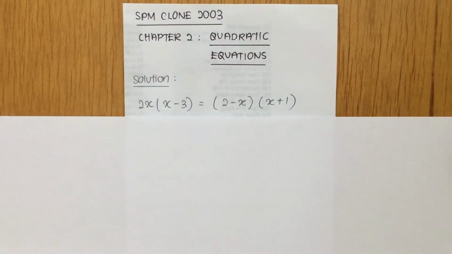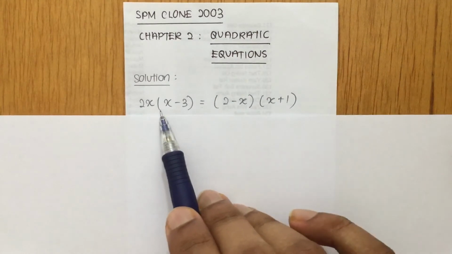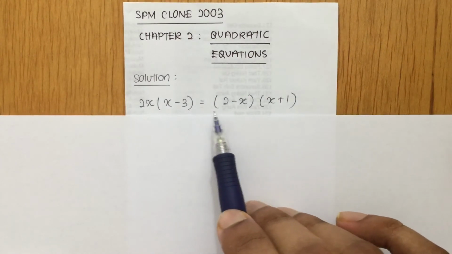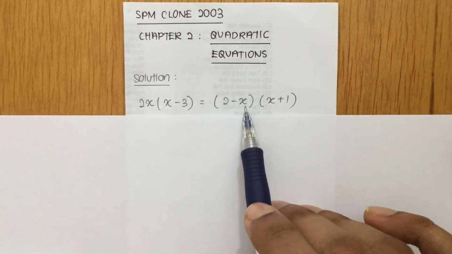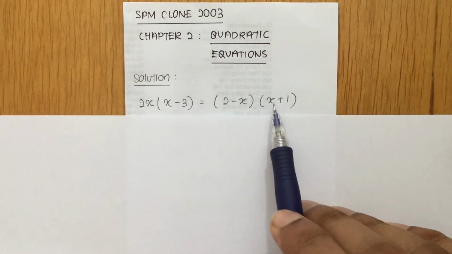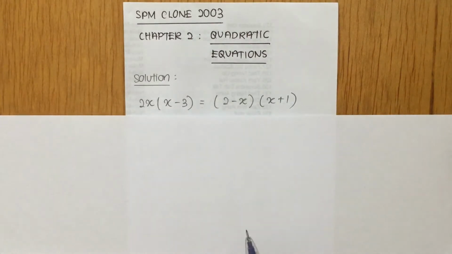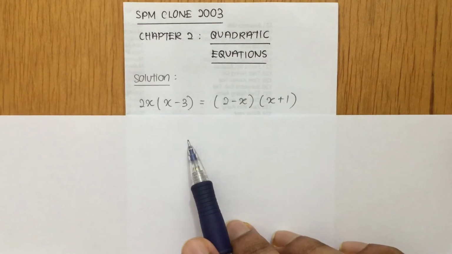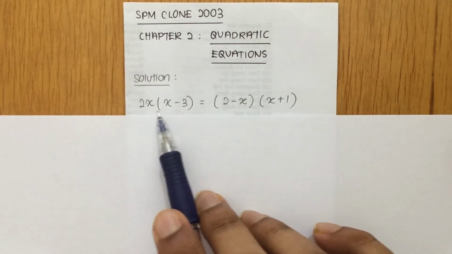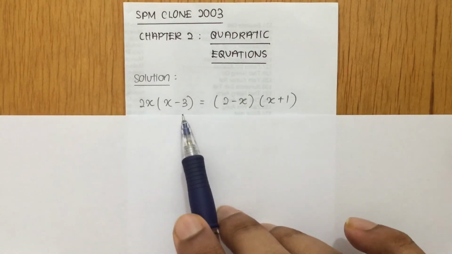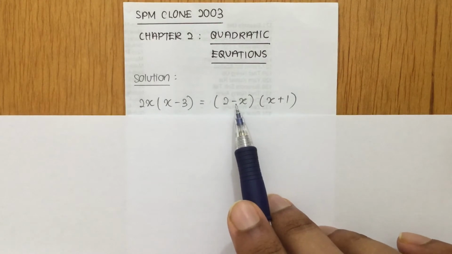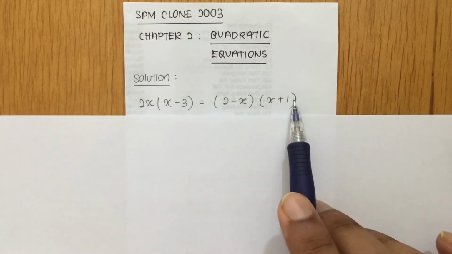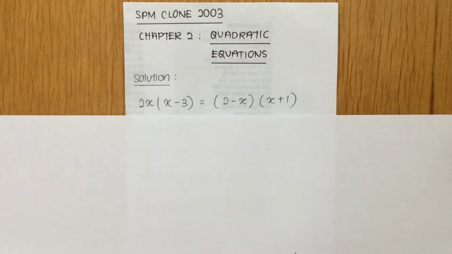Okay, to start off, you rewrite the whole equation given by the question, which is 2x(x - 3) = (2 - x)(x + 1). Okay. So for the next step, you're going to expand the 2x inside, that is for the left hand side, and for the right hand side, 2 minus x, you're going to times with x plus 1, okay?